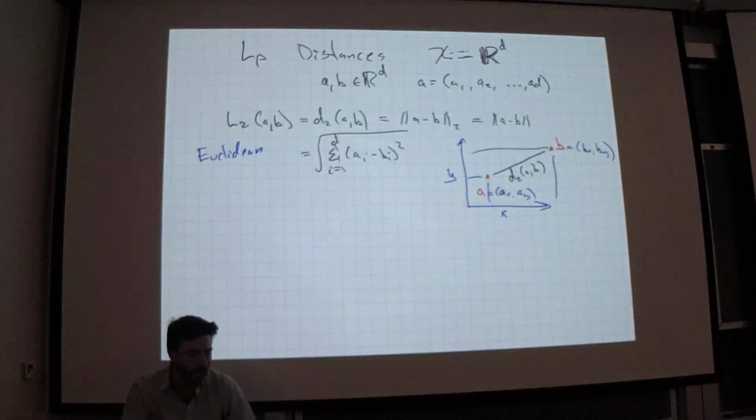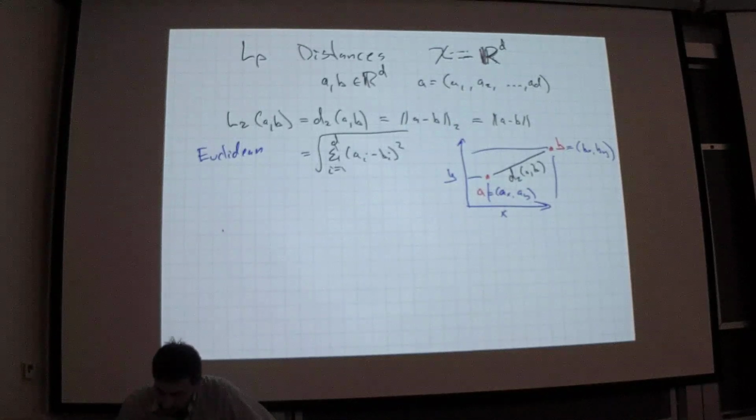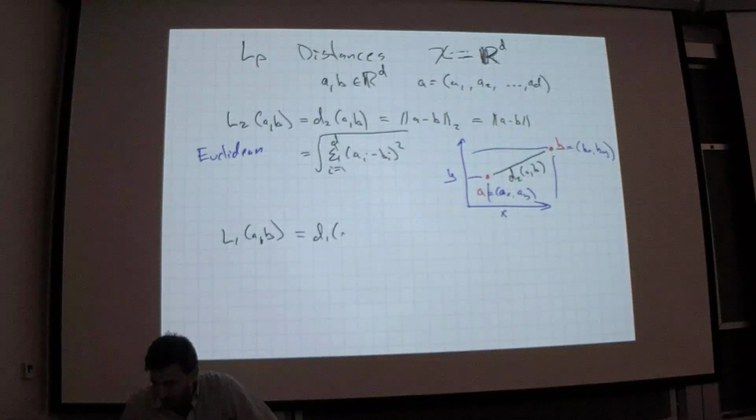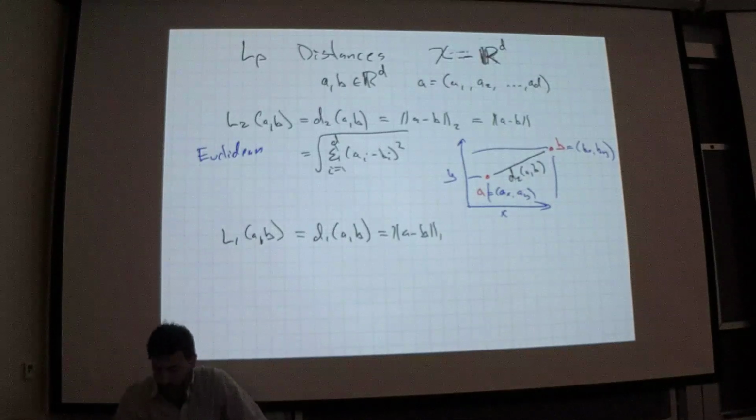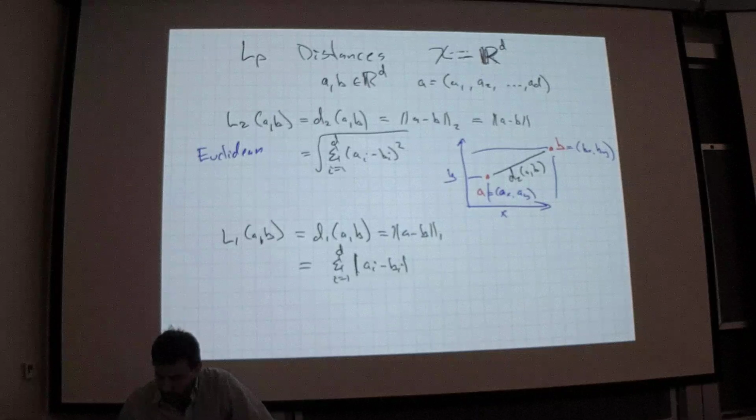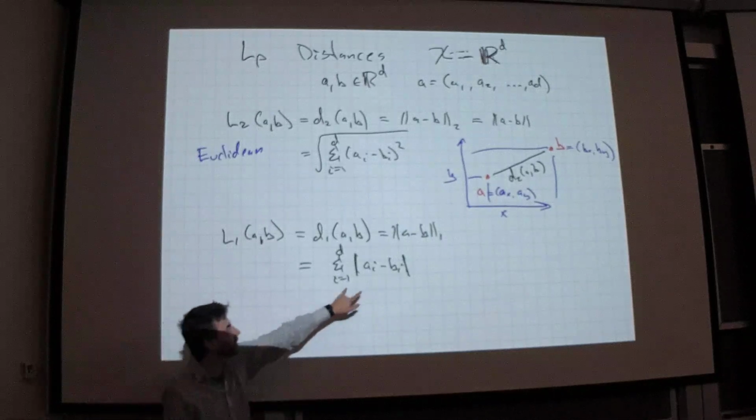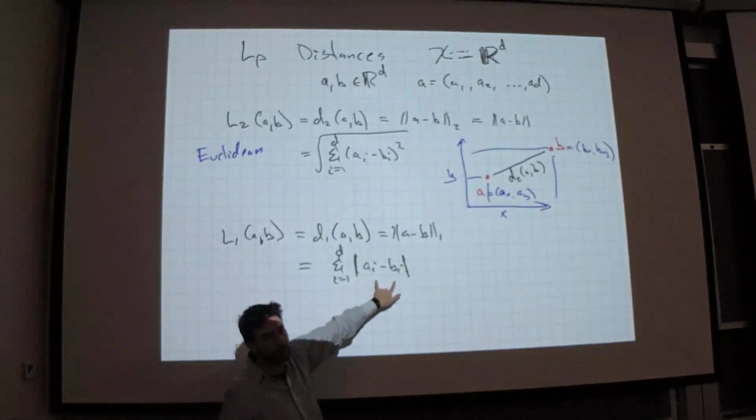This is not the only LP distance. The L1 distance between A and B, I would say D1(A, B), right? So this is defined as instead the sum from I equals 1 to D of the absolute value of AI minus BI. Okay? This is simpler. I'm just taking the sum of the absolute values.